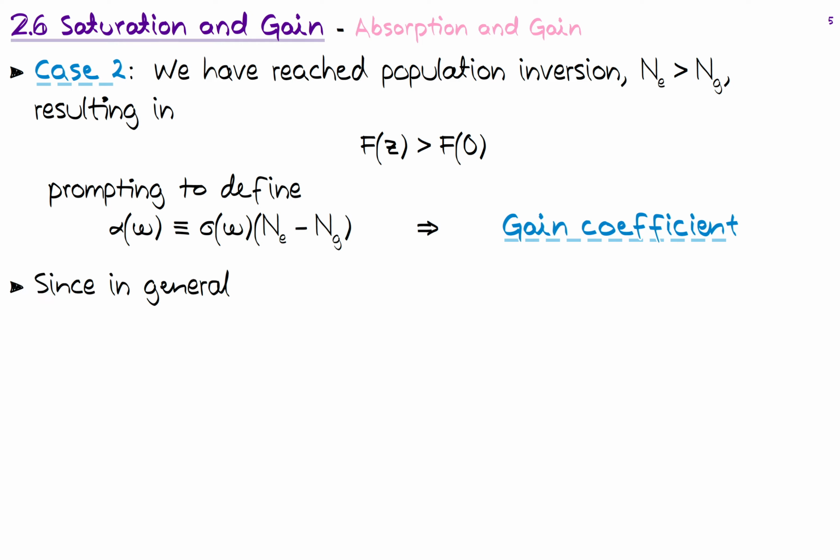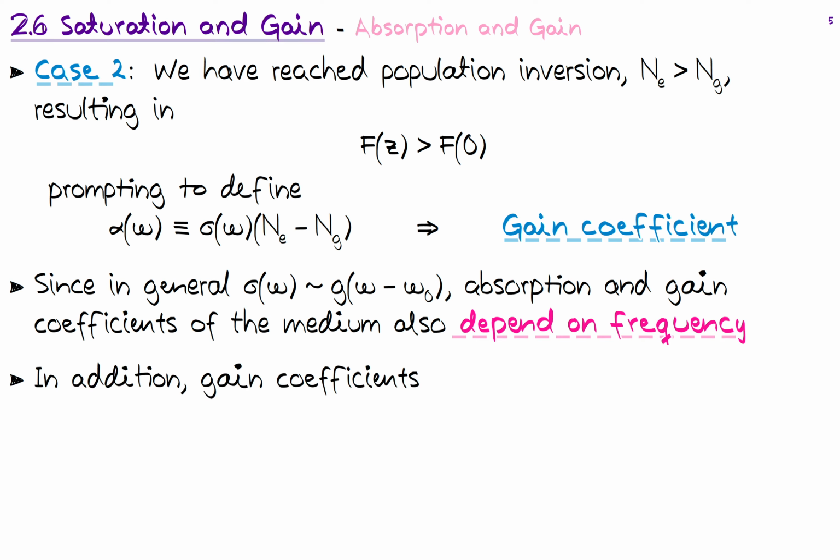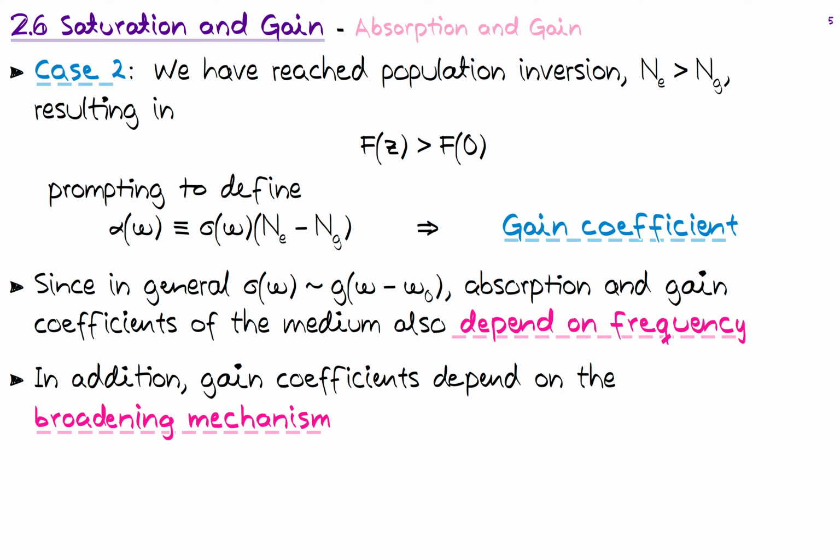Since in general the absorption cross-section sigma is proportional to the line width function G, the absorption and gain, of course, depend on the frequency. So please remember at all times that all of these are frequency dependent parameters and quantities. And in addition, gain coefficients also depend on the broadening mechanism that is really predominant in the medium. So this is something that we must take into account.